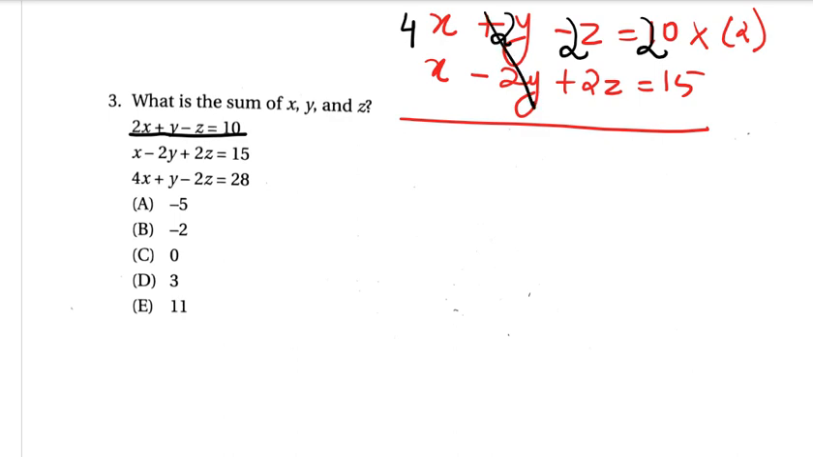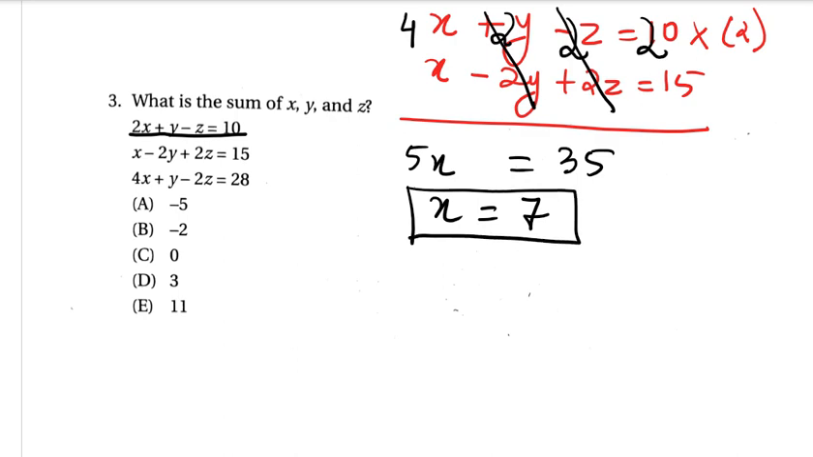So we don't get anything here and we don't get anything here. These two are cancelled out. So we are getting 5x is equal to 35, and hence x is equal to 7. So that's the first value of x we got. Now we can put the value of x in the first equation and solve.